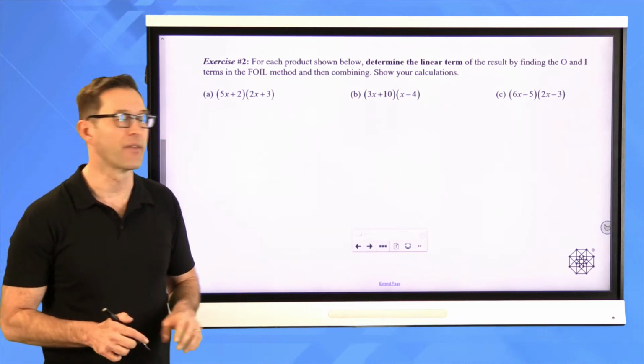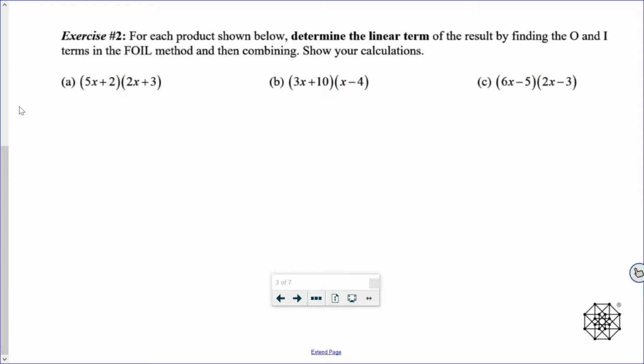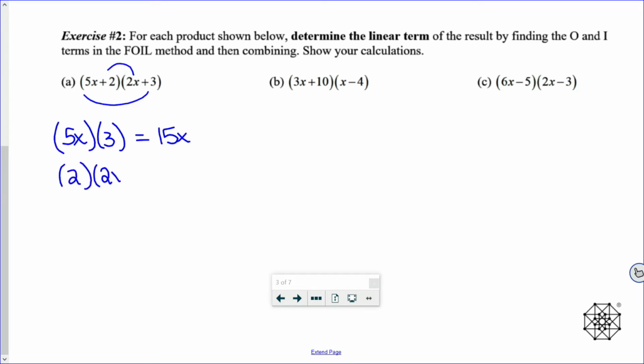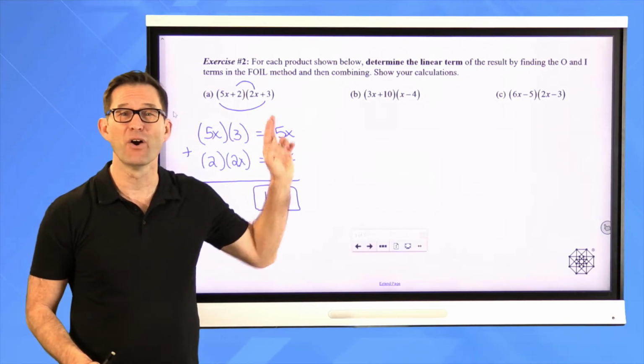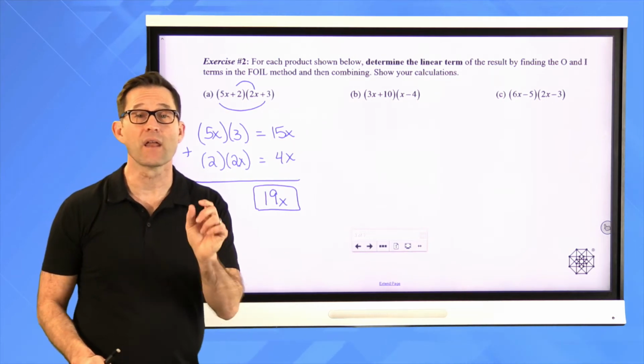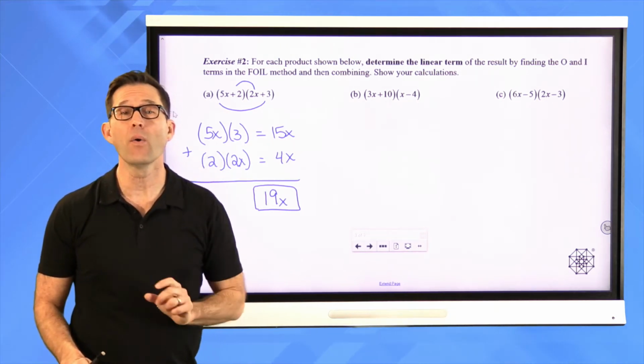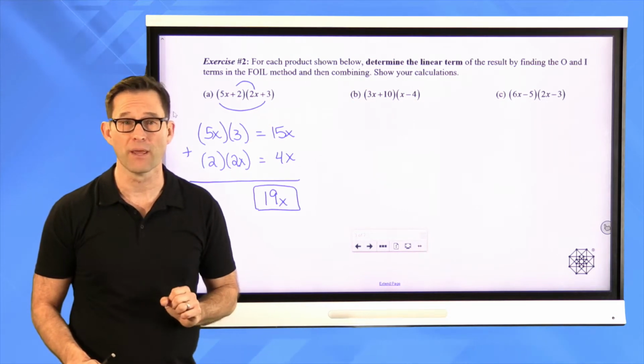Let's do letter A together. In letter A, the outer term would be 5x times 3, which would be 15x. The inner term would be 2 times 2x, which would be 4x. And when I add those two together, I'd have 19x. Now again, please don't mistake me here. I am not saying that when you multiply these two binomials out, you get 19x. I'm saying 19x is what the O and the I in FOIL would combine to be.